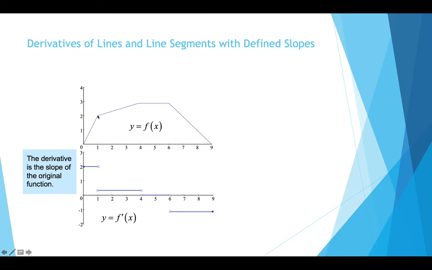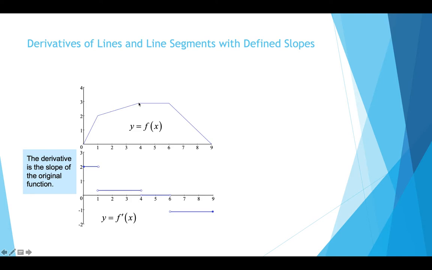Here, if we look, our line segment goes from (1, 2) to (4, 3). So (1, 2) to (4, 3) is going to give us 3 minus 2 as our change in y, so 1. And 4 minus 1 as our change in x, which is 3, and so that's going to give us a slope of 1/3. And so here you can see it's at 1/3.